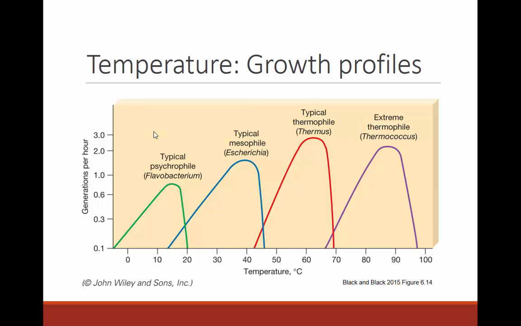And if we look at some typical ones, so typical psychrophile, you can see the growth range here, and the optimal temperature is about 15. So Flavobacterium is a typical psychrophile. Then we've got a typical mesophile, and you can see that growth curve or range is quite extensive. So species like Escherichia are a typical mesophile. Then we have a typical thermophile and an extreme thermophile, and it can go up even further. Okay, but they're the classifications that you need to be aware of.